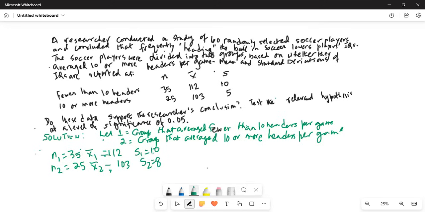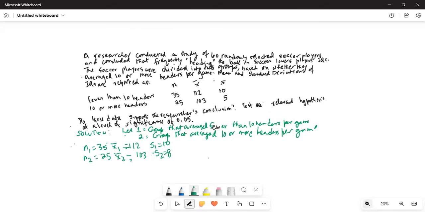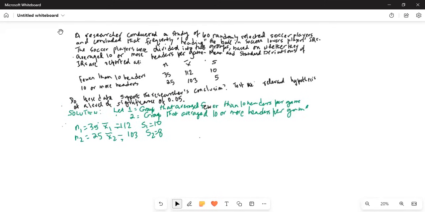Okay, so let me create some space for myself, and let's switch the color of the ink. So our null hypothesis is H sub 0: mu1 equal to mu2. Remember, 1 is the group that averaged fewer than 10 headers per game, and 2 is the group that averaged 10 or more headers per game.